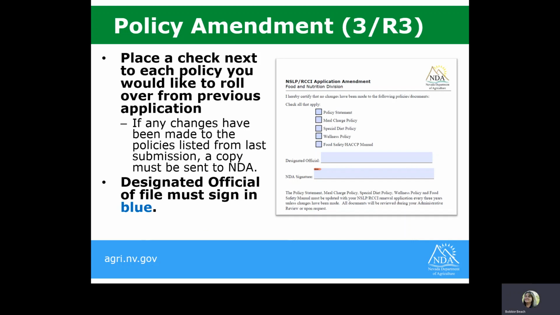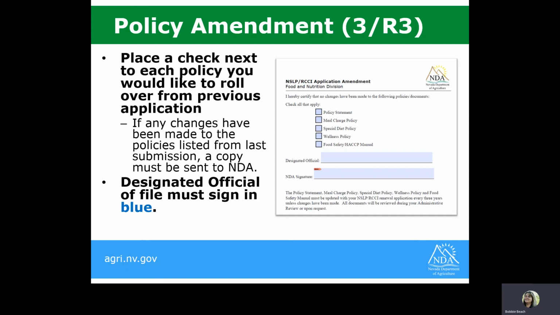So the next document we will ask for is your policy amendment. This will be Form 3 or R3. This allows you to roll over all of those standard policies in your policy statement, meal charge policy, special diet policy, wellness policy, or your food safety and HACCP manual.